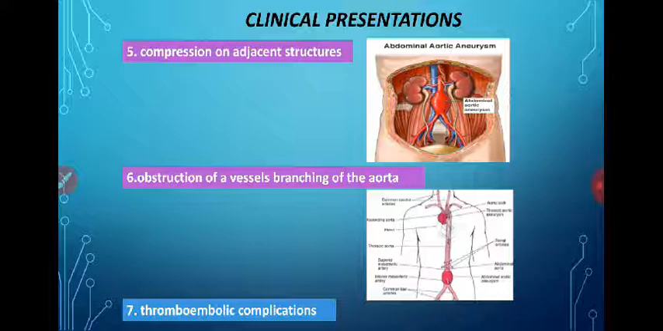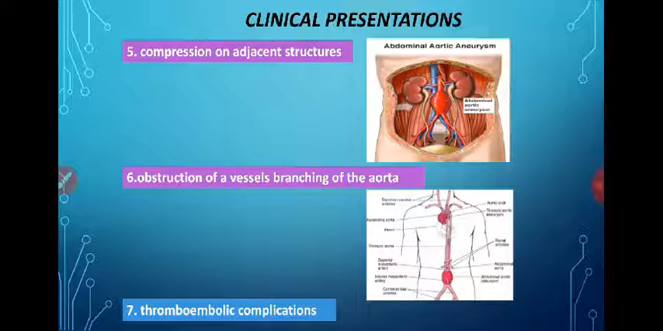Compression on adjacent structures. The expansion and distension that result from the aneurysm can compress surrounding structures such as the duodenum. This can cause obstruction and vomiting. Also, the aneurysm can press on the inferior vena cava, so edema and deep venous thrombosis may result.